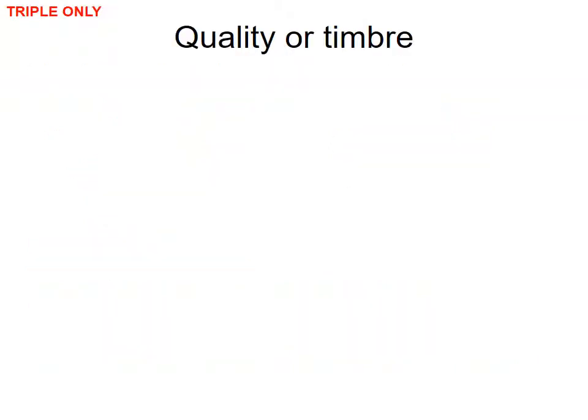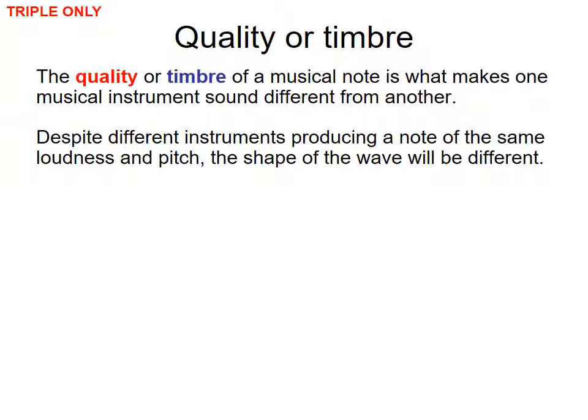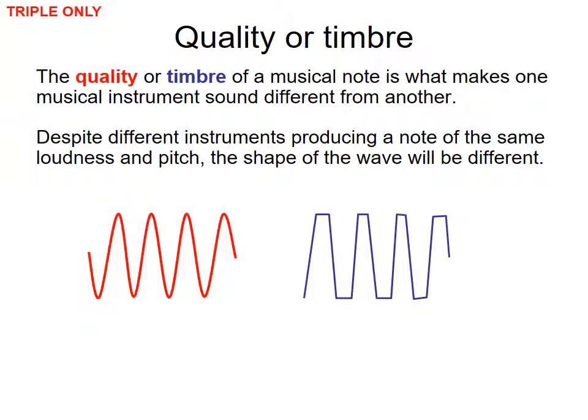And in music we also have quality and timbre. The quality, also known as the timbre of a musical note, is what makes one musical instrument sound different from another. Despite different instruments producing a note of the same loudness and pitch, the shape of the wave will be different. So there we go, different musical instruments create different kinds of waves depending on what they're made of.